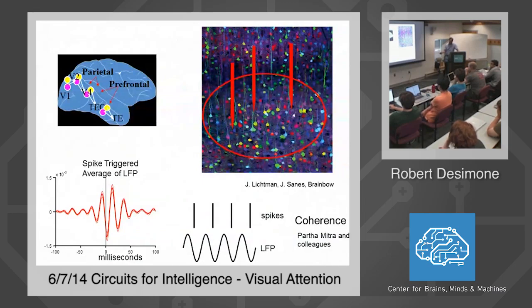And you can see it has this oscillatory structure to it, a damped oscillation, which is telling you there's some frequency relationship of the spikes to the field potential, but it's not constant, which is why it's damped.